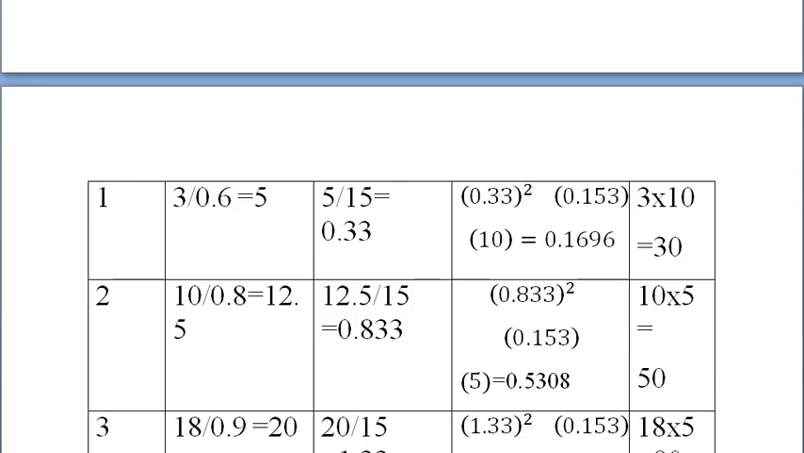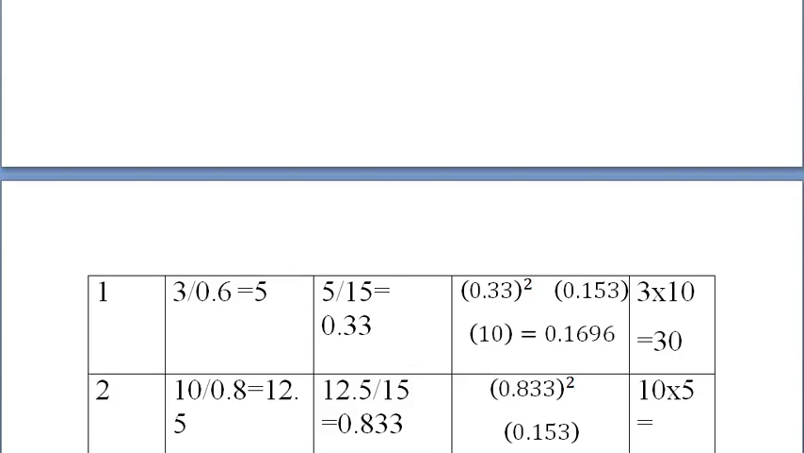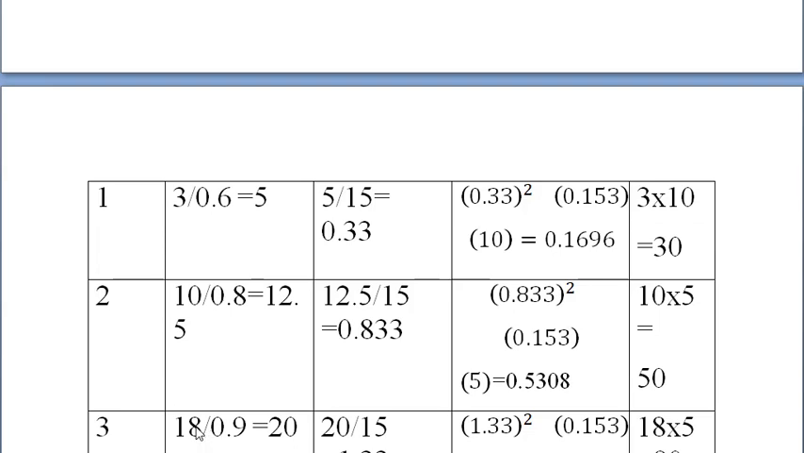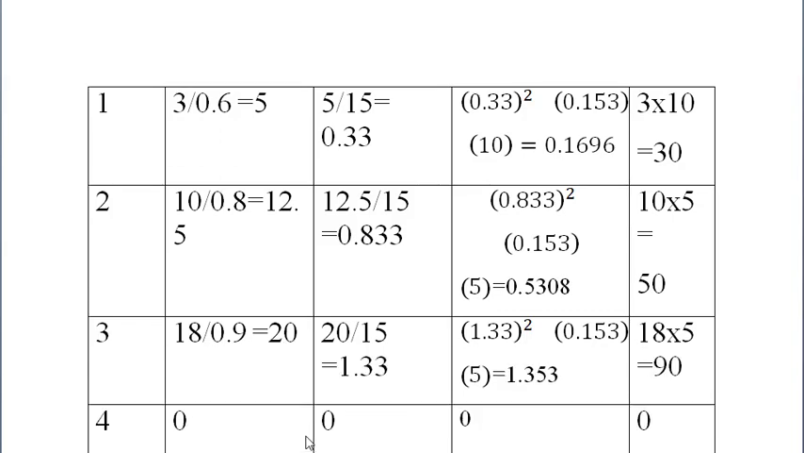Similarly, for the third load, the load connected is 18 kilowatts and the power factor at which it is operating is 0.9. So we can calculate what is the load kVA. So 18 divided by 0.9 will give you 20 kVA. Next, X is given by 20 divided by 15. What is this 15? 15 is the transformer rating.